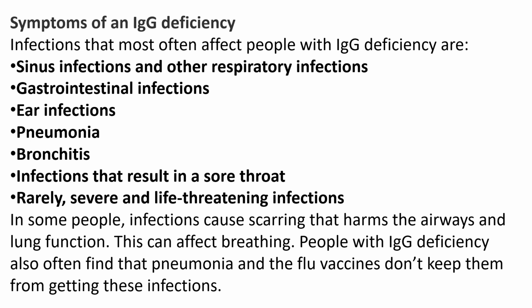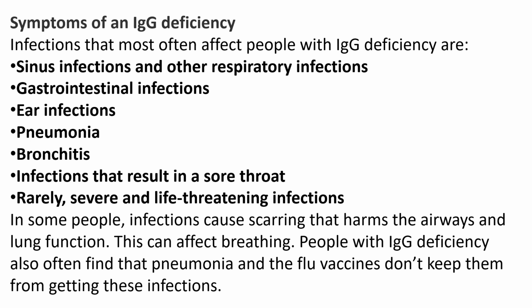Those individuals who have IgG deficiency may present with sinus infections or other respiratory infections. Their GIT may be involved. They may show ear infections, pneumonia, bronchitis, or infections that result in a sore throat. Rarely it can lead to life-threatening infections, which are those that can cause death. In some people, the deficiency of IgG results in infection that causes scarring, or you must be familiar with the word fibrosis.